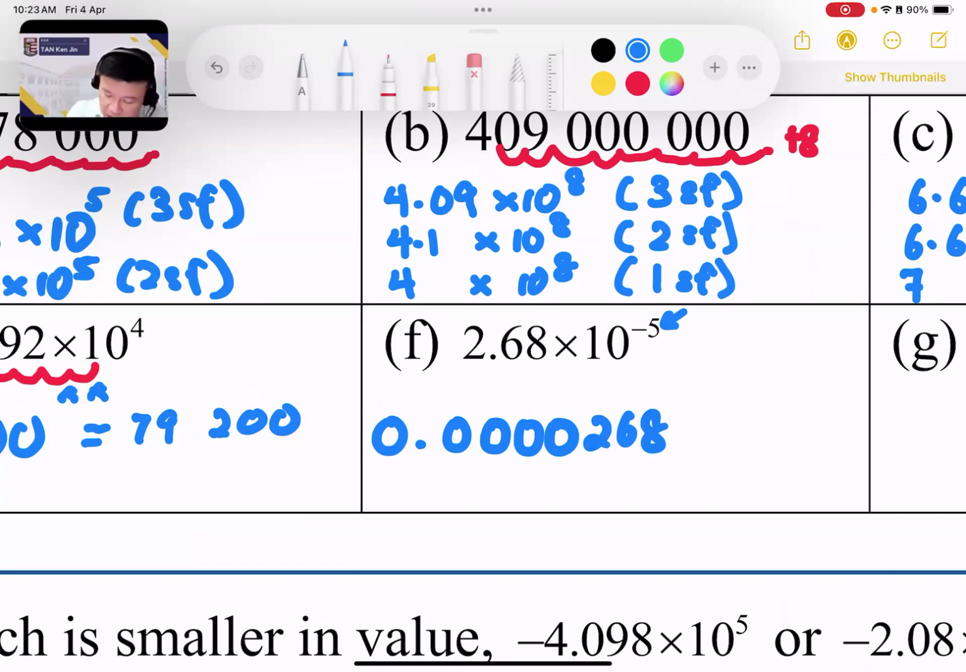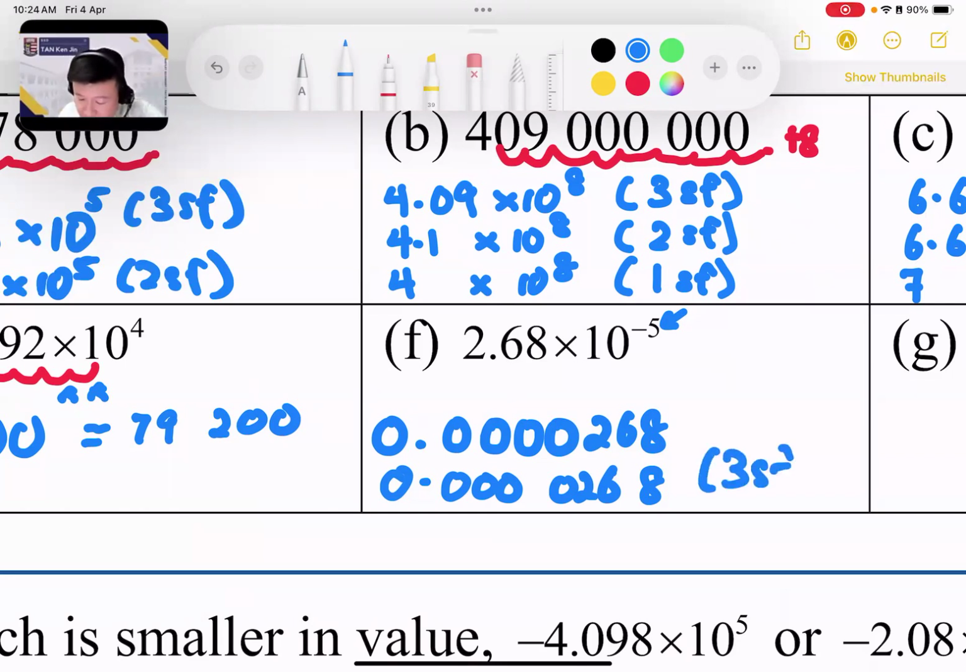Okay, so 0.000, 026, and then 8, if you want to spread it out a bit. If they ask for 3SF, well, technically it's exact, but okay, 3SF. If they ask for just 2SF, then it's going to be 0.0000027. This is 2SF. And of course, if it's one significant figure, then it's 0.00003.